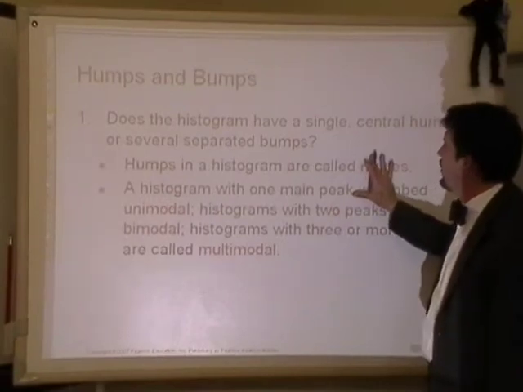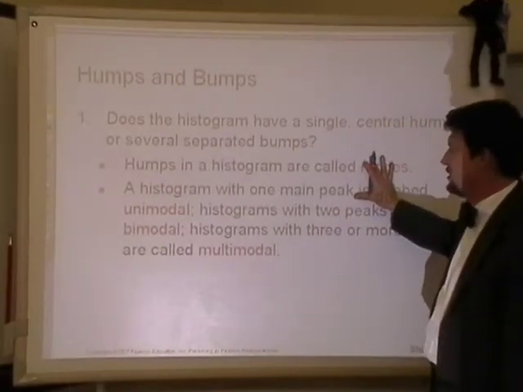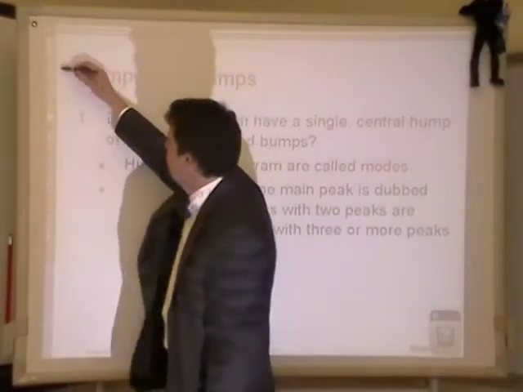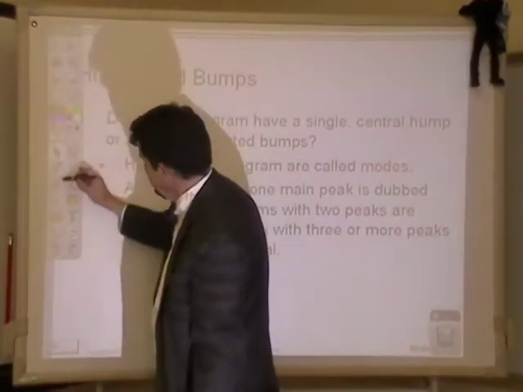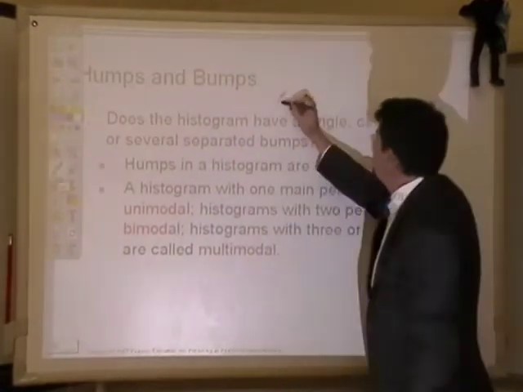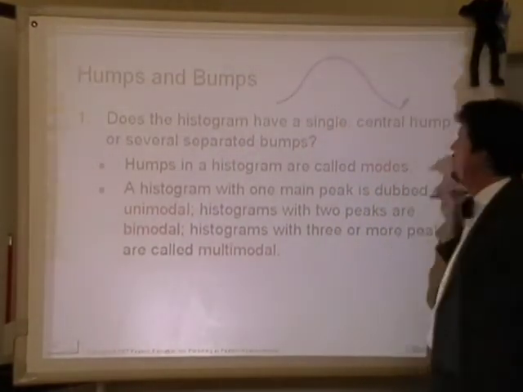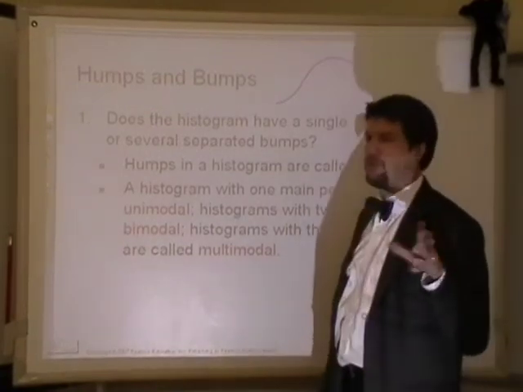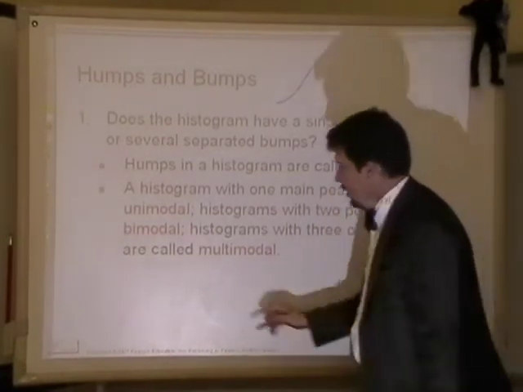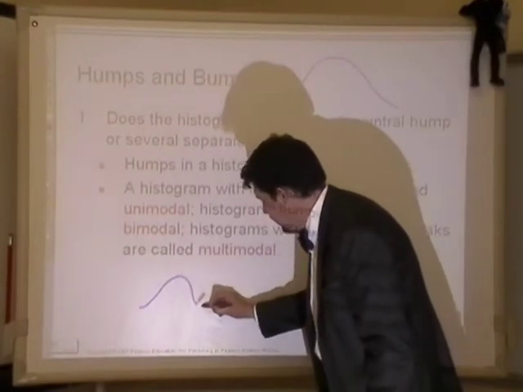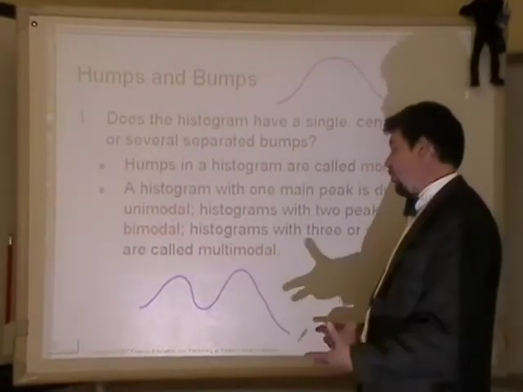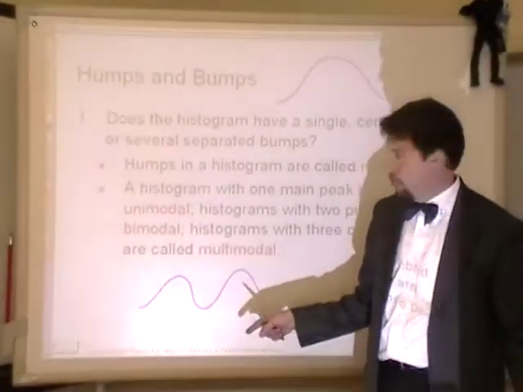When we talk about humps and bumps, we're really talking about, is it called unimodal or bimodal or multimodal? What I mean by that is this: if you have 1 hump in your graph, it's unimodal. If, however, it's unimodal, we don't say unimodal, we'll describe it differently. If you have more than 1 hump, like that, it is bimodal. If you have more than 2 humps, it's trimodal.